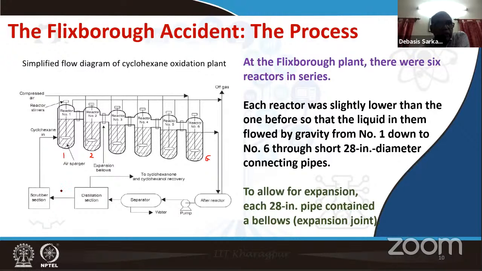Bellows is an expansion joint. So this is the expansion bellow. You can also notice that there is provision for air injection to each reactor. Air is required for oxidation of cyclohexane.